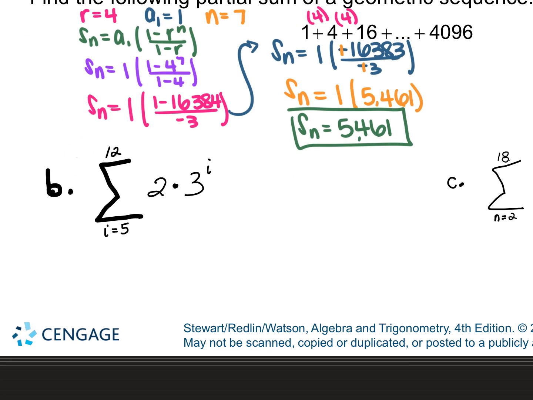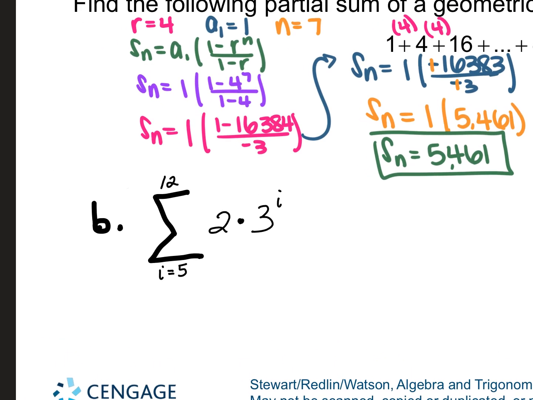For example B, we are finding the partial sum with the rule 2 times 3 to the power of i. We're starting with 5, ending at 12. So our n can be found, just like we did with our partial sums of arithmetic sequences, by doing the top minus the bottom plus 1. That's going to give us 12 minus 5 plus 1, which is 7 plus 1, and that means that n is 8.